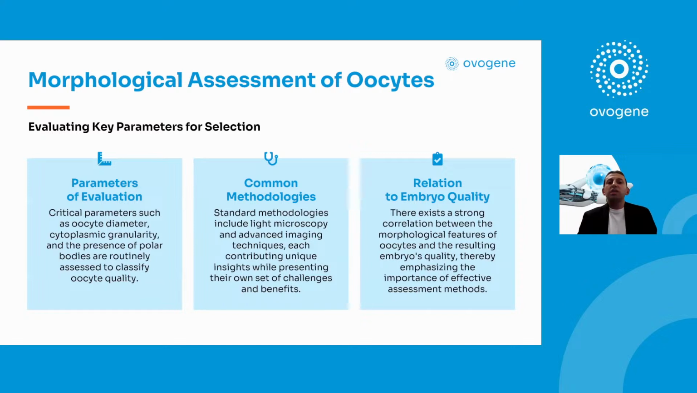As for the morphological assessment of the oocyte, we should evaluate several key parameters, and those parameters of evaluation are critical. We have to measure parameters such as oocyte diameter, cytoplasmic granularity, and also the presence of the polar body, which is important. As common methodologies, we have standard methodologies under light microscopy, with which we can make image-based technology to detect the morphokinetic components.